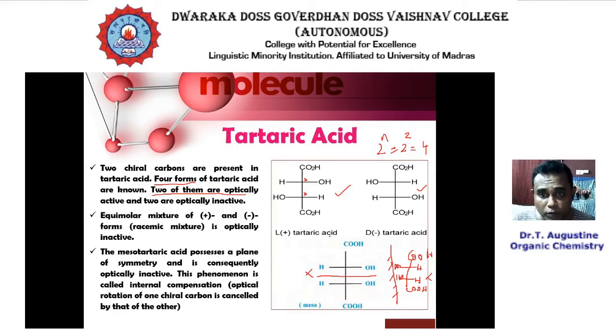An equimolar mixture of plus and minus, that is dextro and levo tartaric acid, forms a racemic mixture and it is optically inactive. Meso-tartaric acid possesses a plane of symmetry and is consequently optically inactive. This phenomenon is called internal compensation, where the optical rotation of one chiral carbon is cancelled by that of the other.